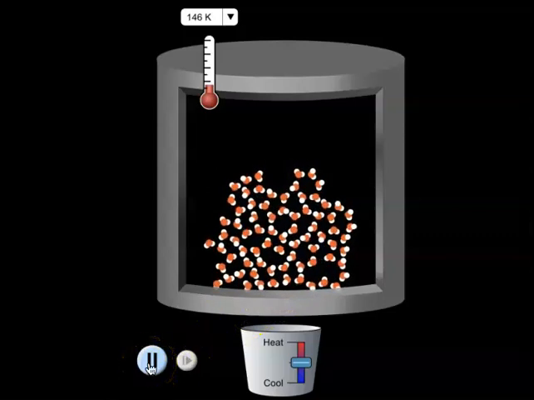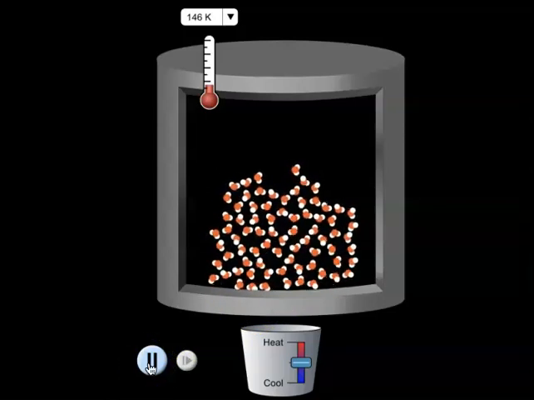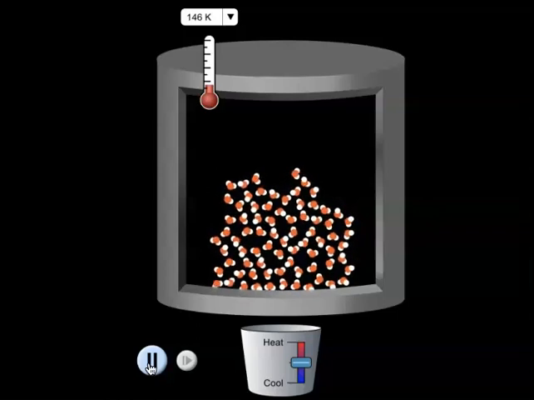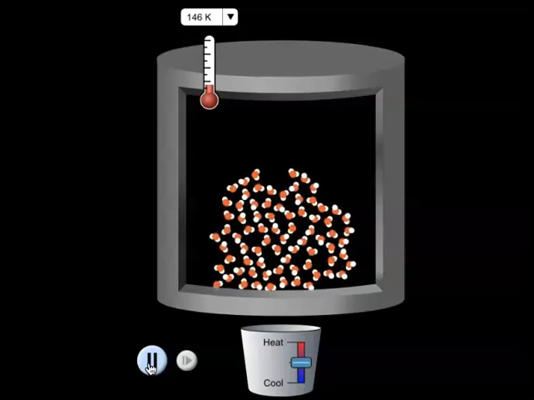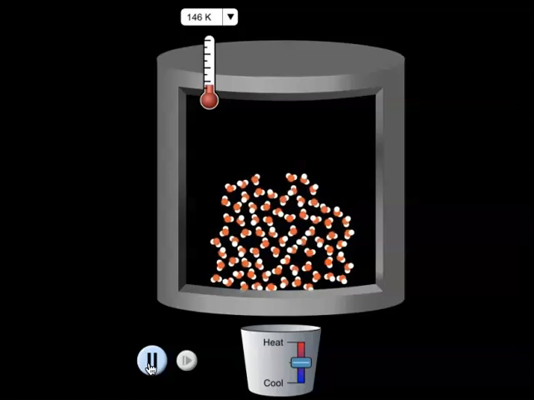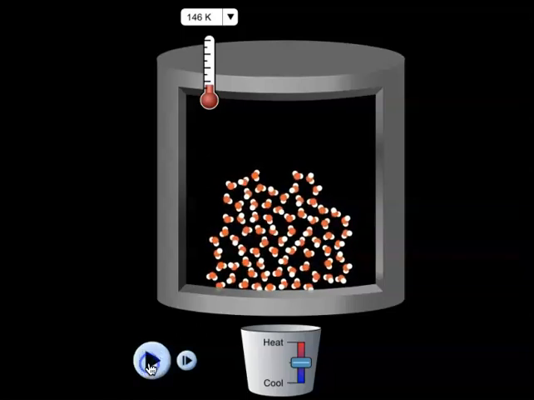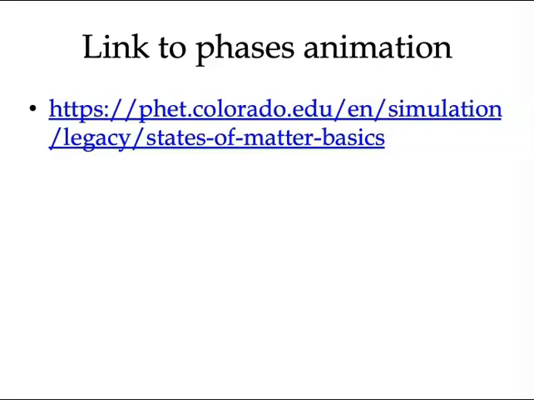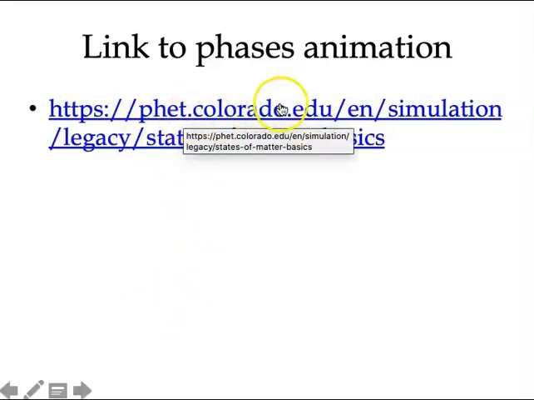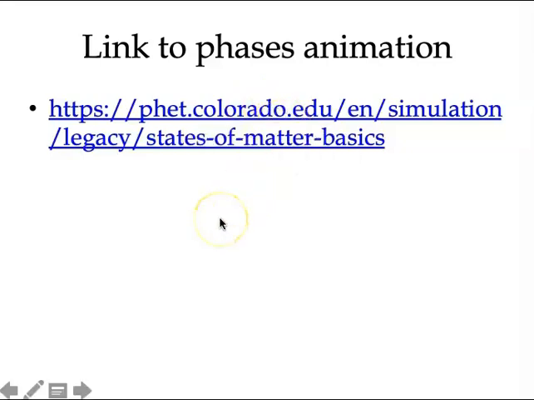But if you keep this particle theory of matter in your head, a lot of the physical properties that I'm about to talk about having to do with these different phases are going to be a little bit more apparent. One thing I really should mention is that this website right here, this PhET from Colorado University, has some really awesome simulations of different chemical phenomena. We're going to use this throughout the term, but I included the link to that particular applet right there.